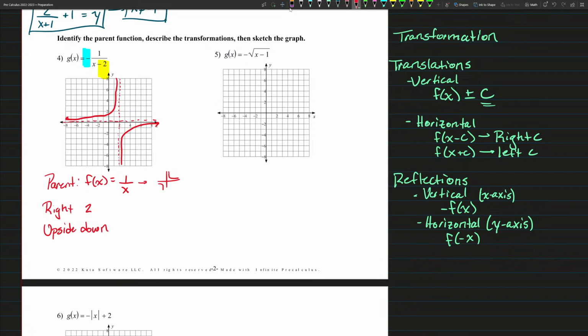Number 5, parent function is the square root of x. The -1 on the inside means we are shifting right 1 unit. And then the negative on the outside means we're flipping everything upside down. So our graph, we go right 1, and then we shift everything upside down, so our graph is going to look kind of like this.